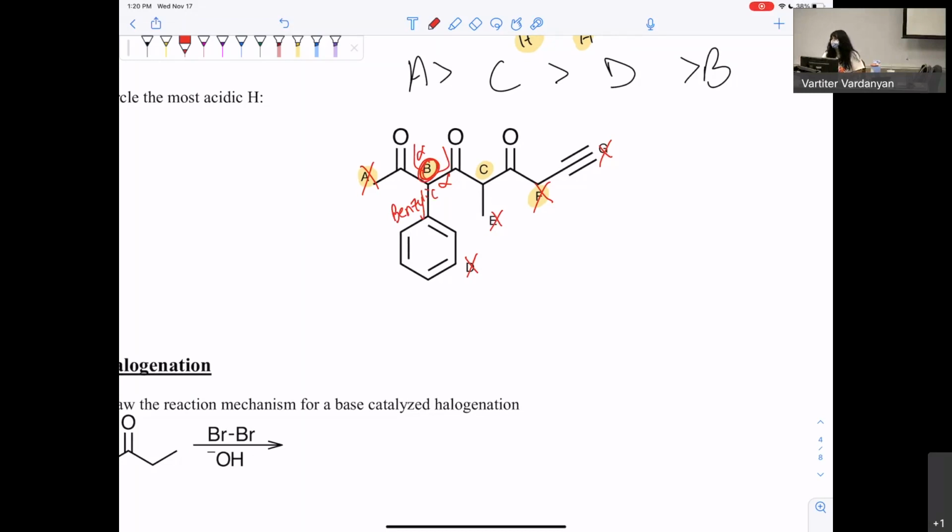Any questions? Yes. Yes, he's not going to, but yeah, you definitely could. It's benzylic and it has like double alpha. So it's alpha to 2 carbonyls.